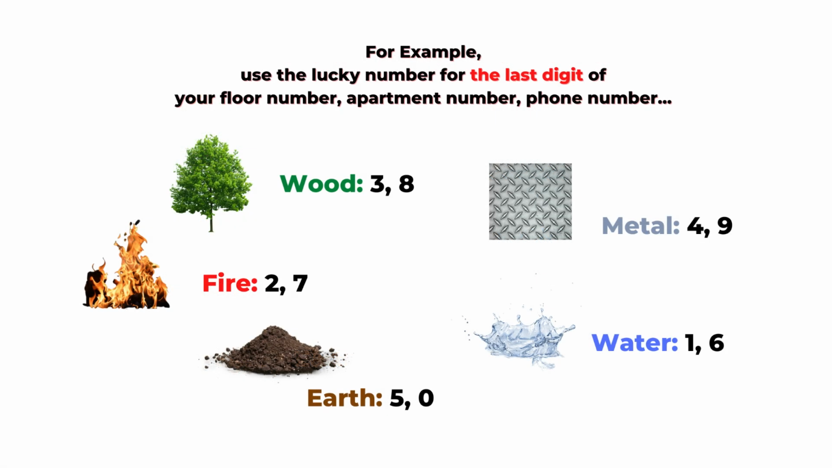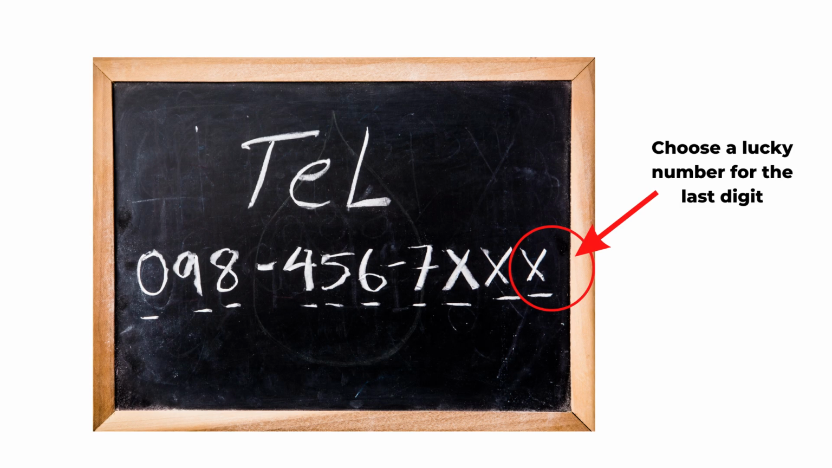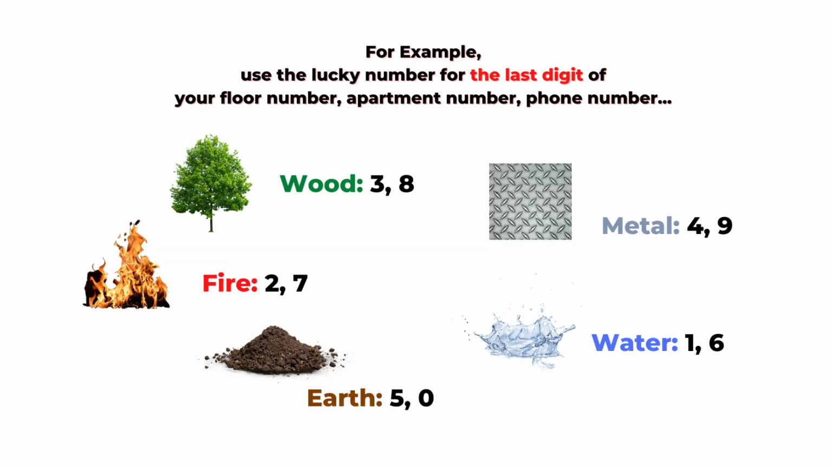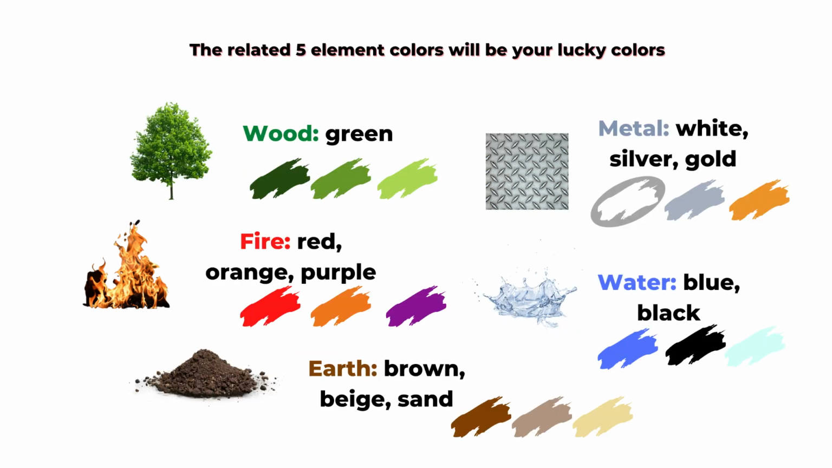So how do we use this in our daily lives? If you have the chance, pick out the last digit of the number. That's your lucky number. It can be your apartment number, it can be your phone number or floor number. You can apply it for any numbers in your daily life to enhance your luck. And besides the numbers, the colors are also very strongly related to the 5 element. So you can use color to bring luck too.